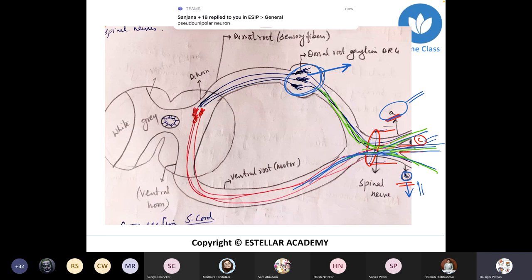If I say dorsal root contains sensory, ventral root contains motor. You do not have a ventral root ganglion. The dorsal root ganglion is present only on the dorsal root. Is this point clear to all? No confusion there. Gray matter is inside, white matter is outside. We have studied this. Any doubts to anyone?